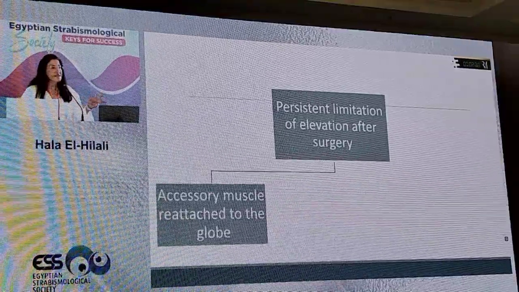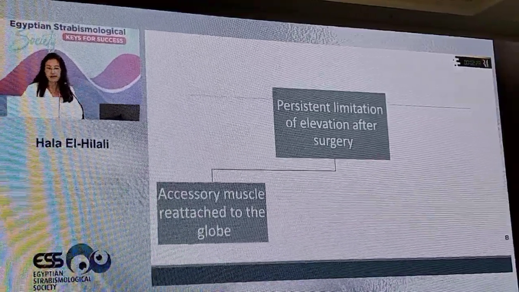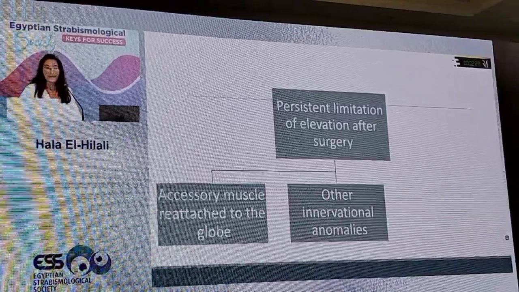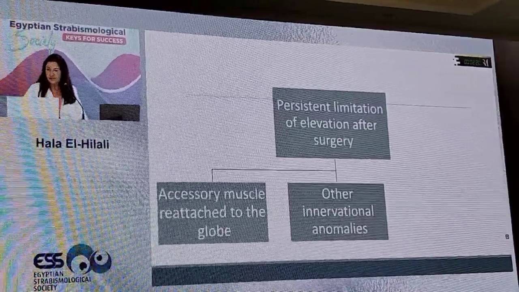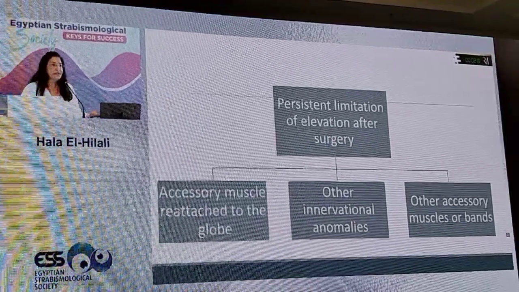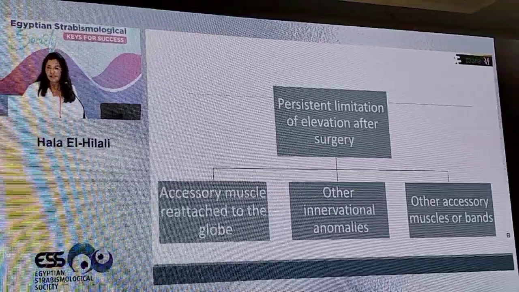Instead of disinserting it, one should excise part of it, and that will maybe cause it to retract further back. There could be other innervational anomalies or other accessory muscles or bands that were not easy for me to find or were more posterior and therefore inaccessible.